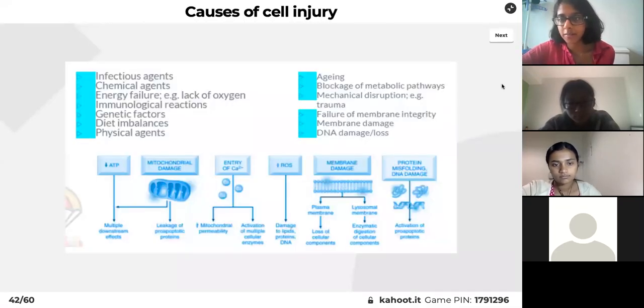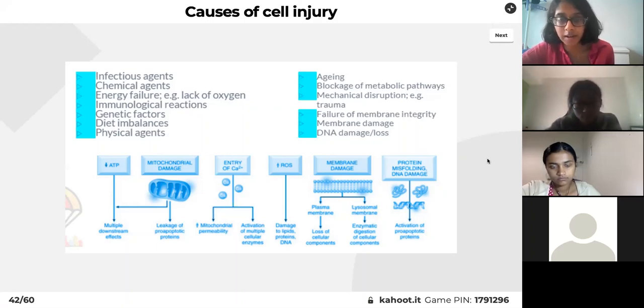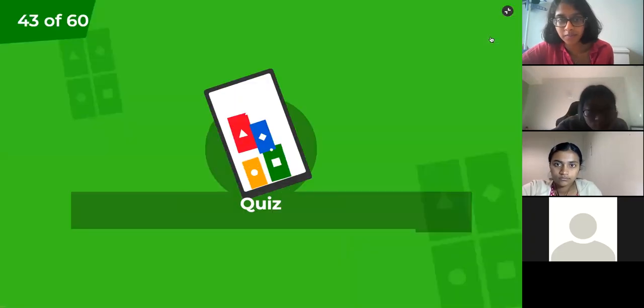Yep, so there's nothing really to explain here. These are just all various causes of cell injury. Pretty much any kind of trauma you can think of can cause cell injury. Oh, and this is the diagram I was referring to. As you can see here, increased mitochondrial permeability actually results from an entrance of calcium ions into the cell membrane, into the cell specifically. Yeah, that's kind of it for that one.